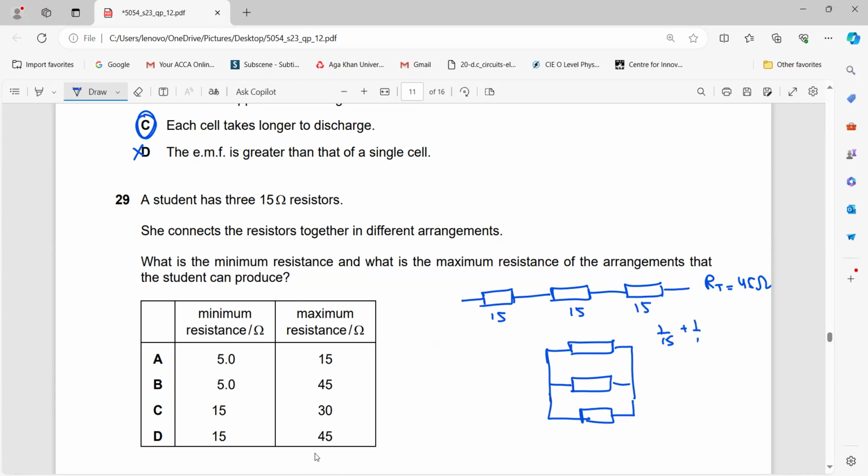1 over 15 plus 1 over 15 plus 1 over 15 gives you 3 over 15. 3 over 15 is 1 over RT. Therefore, RT you reciprocate: 15 over 3. The total resistance, if you connect it in parallel, is going to be 5 ohms, right? The maximum resistance could be 45 ohms and the minimum resistance could be 5 ohms. Please work out an answer for this. I guess 29 would be B.